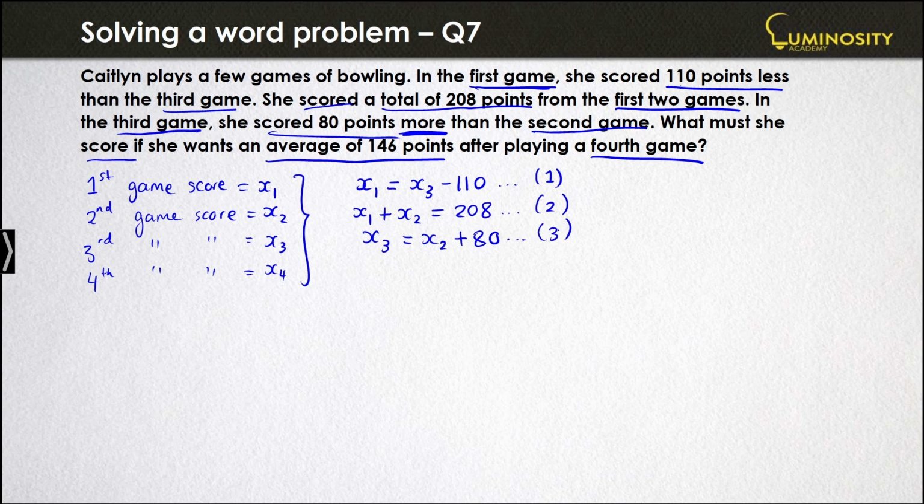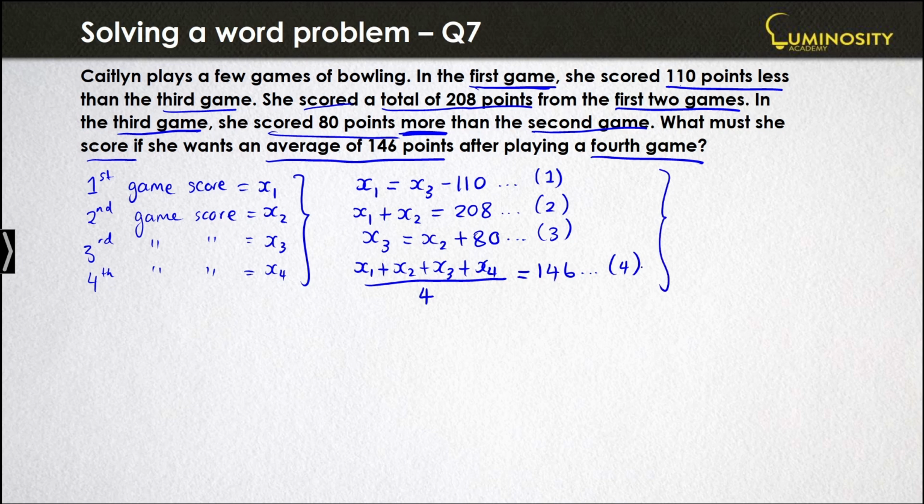Lastly, the average must be 146 points after playing a fourth game. So how do we work out average? We sum up the total game scores, so x1 plus x2 plus x3 plus x4, and we divide that by the total number of games, which is 4, and that must give us 146. This is equation 4. So these are our system of equations.